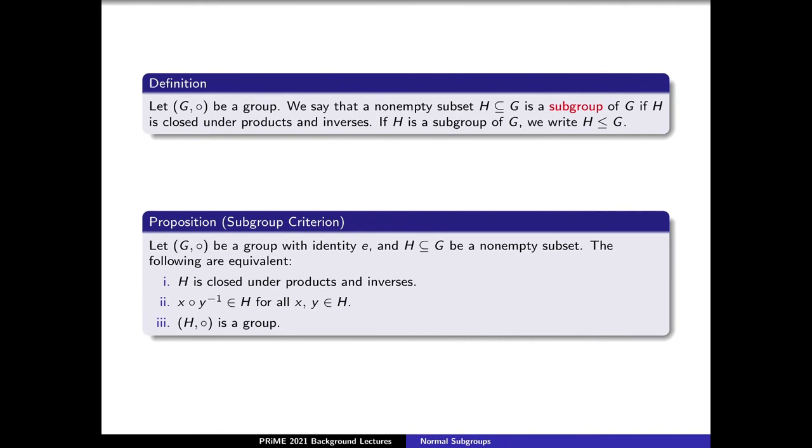In our last lesson, we defined the notion of a subgroup. An equivalent form of determining whether a given set is a subgroup of a group G is via the subgroup criterion. We just have to verify that the set H, along with the binary operation of G, is closed under products and inverses, or another equivalent form: that x circle y inverse is in H for every x and y in H.